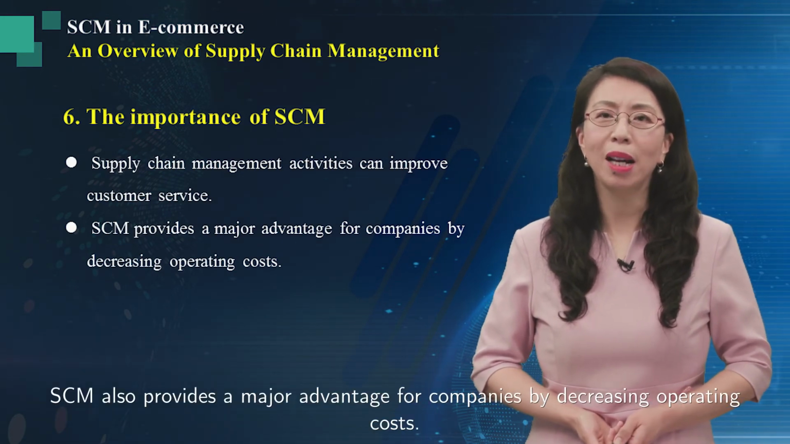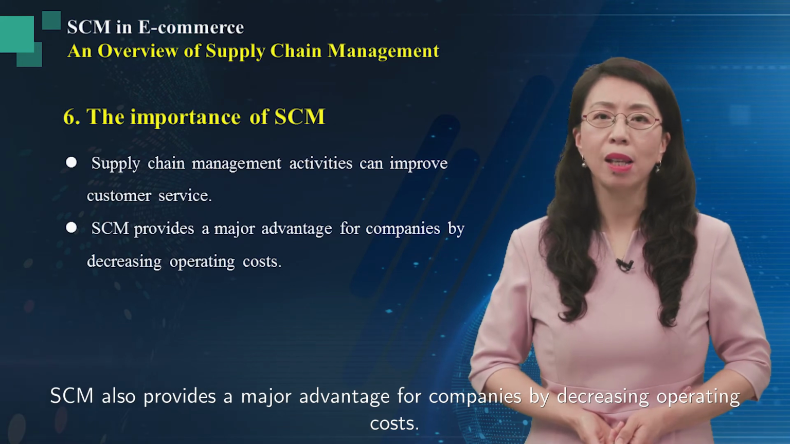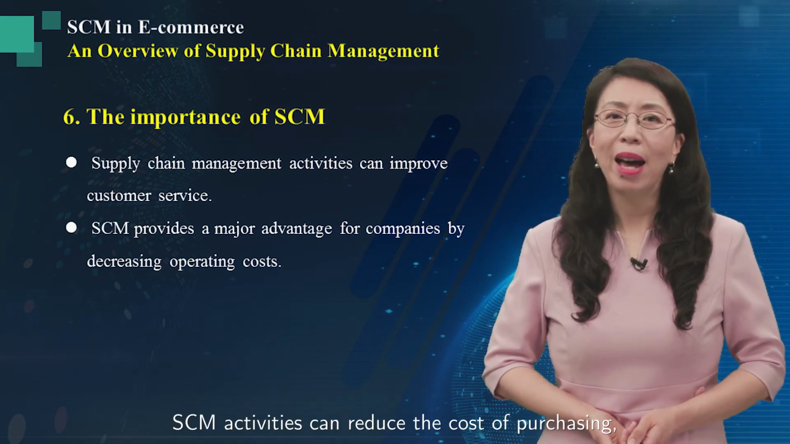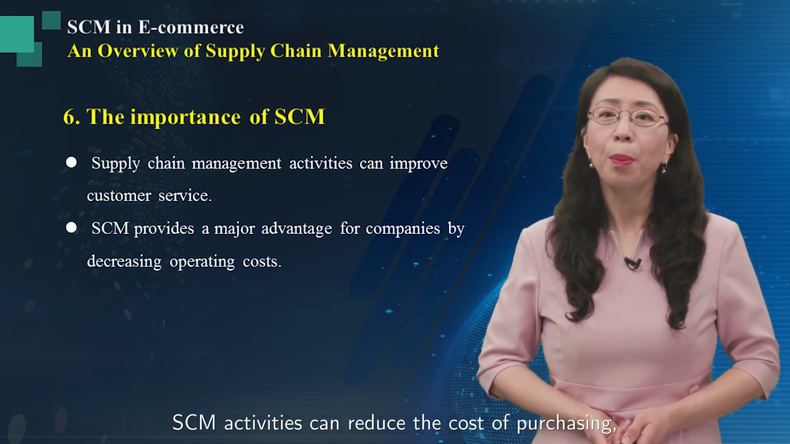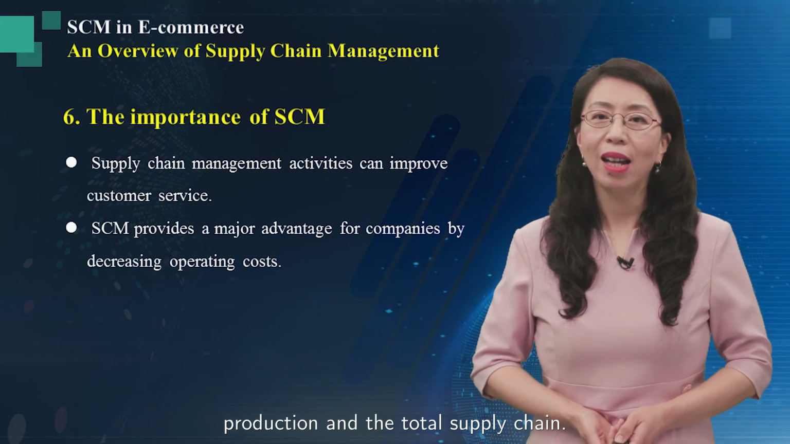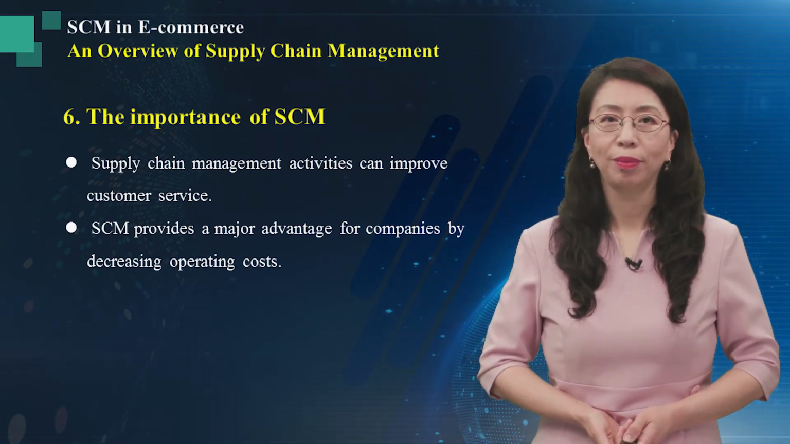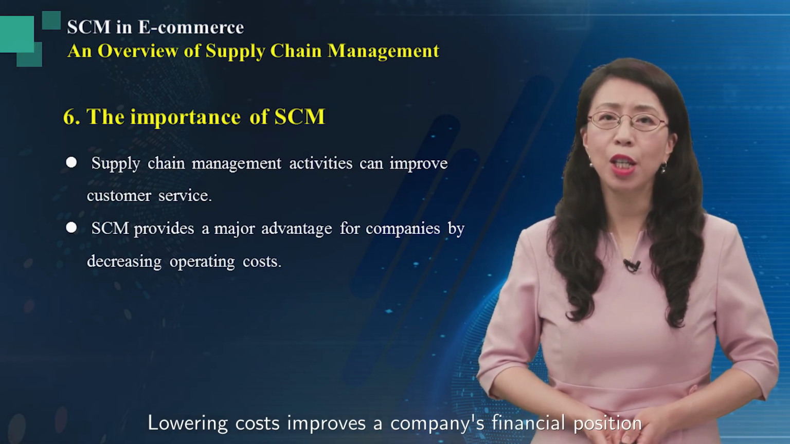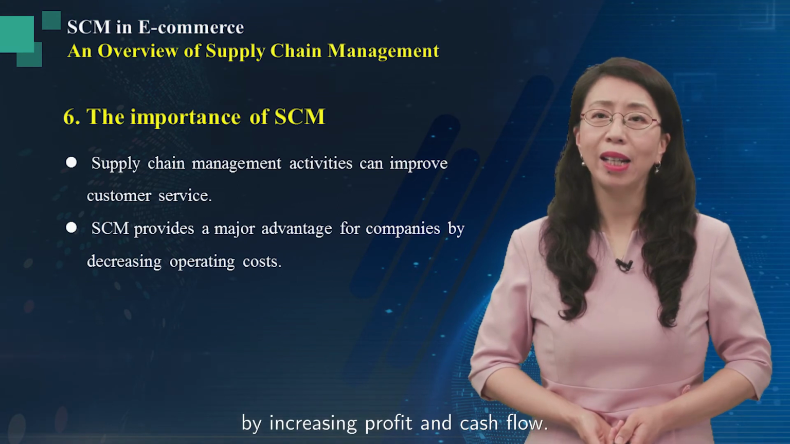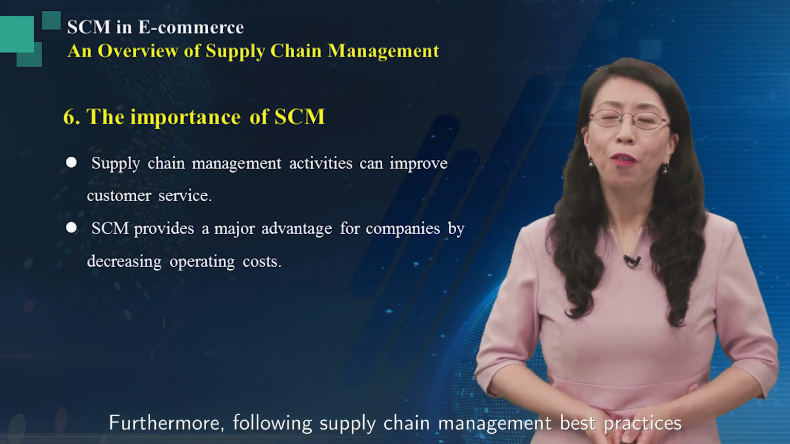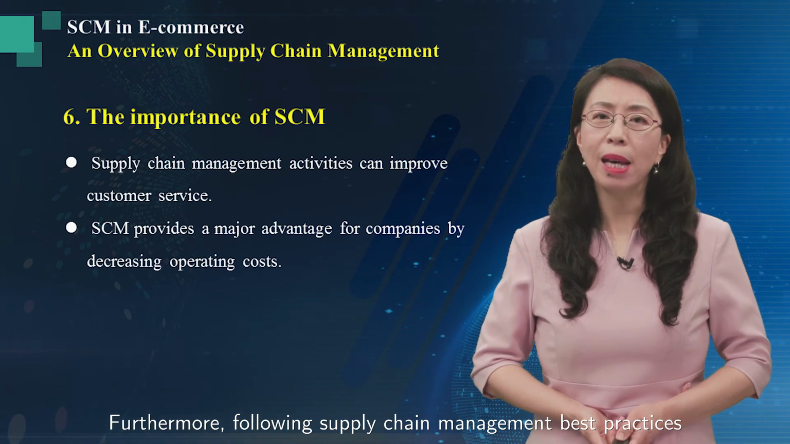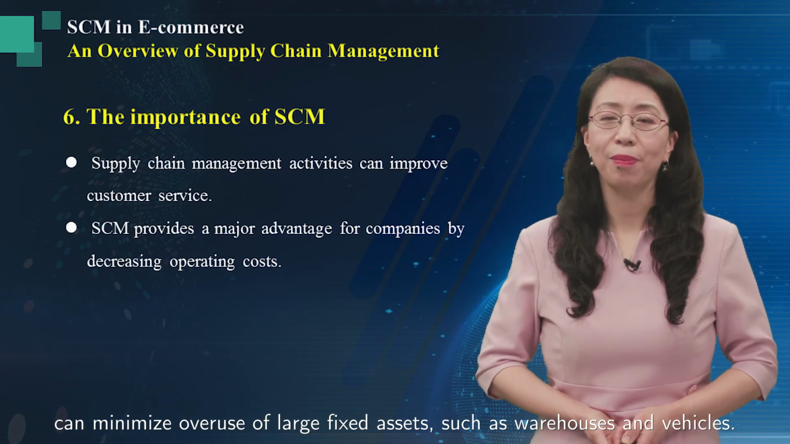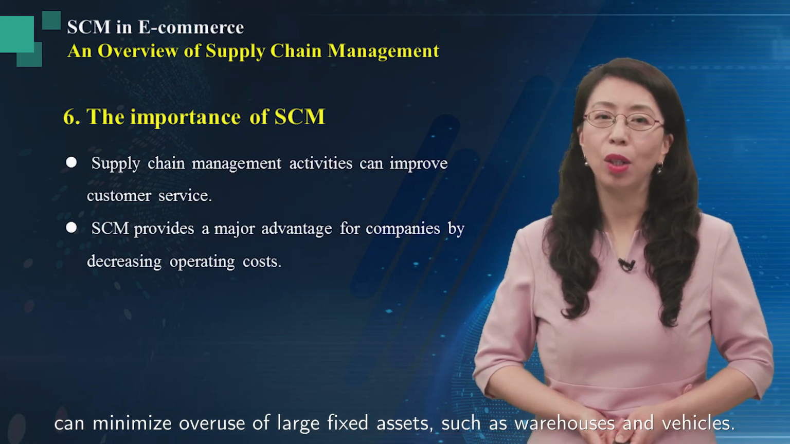SCM also provides a major advantage for companies by decreasing operating costs. SCM activities can reduce the cost of purchasing, production, and the total supply chain. Lowering costs improves a company's financial position by increasing profit and cash flow. Furthermore, following supply chain management best practices can minimize overuse of large fixed assets, such as warehouses and vehicles.